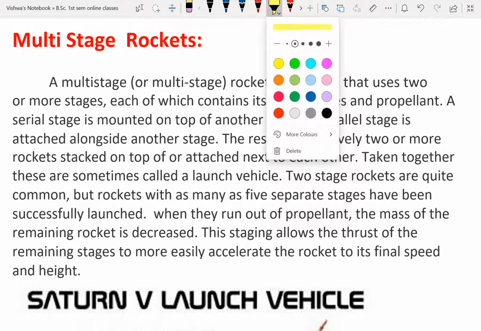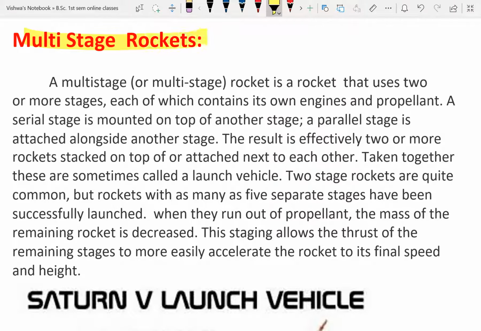Okay, multi-stage rockets. A multi-stage rocket is a rocket that uses two or more stages, each of which contains its own engines and propellant. In a single stage rocket there is only one engine and propellant, but in multi-stage rockets we are going to use a number of engines and propellants. There may be 2, 4, up to 5 stages that we can successfully use.